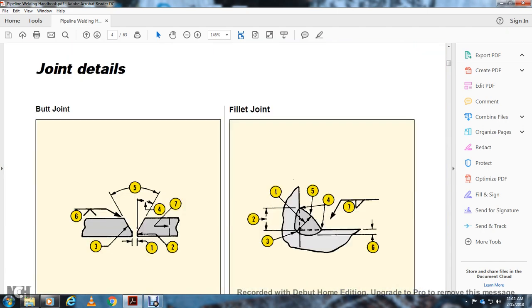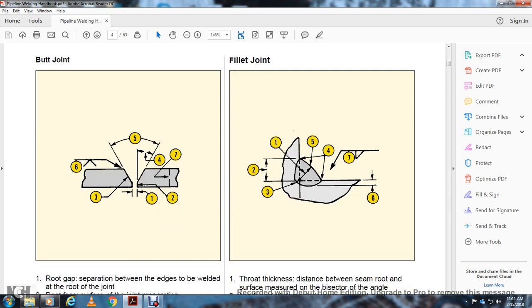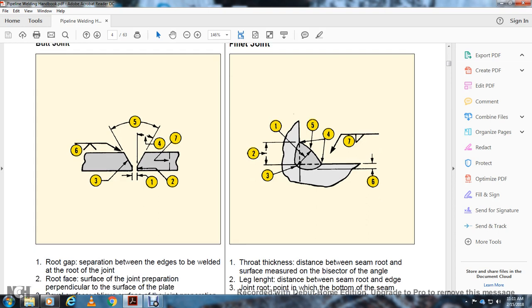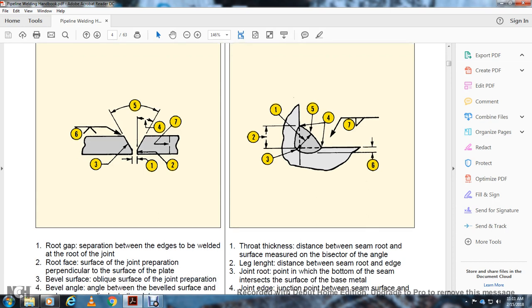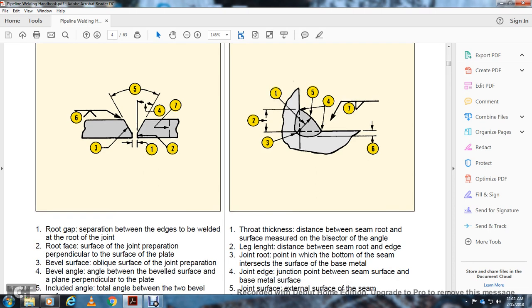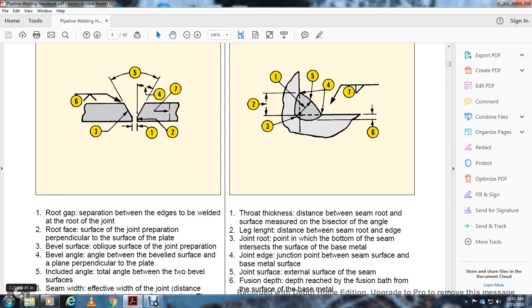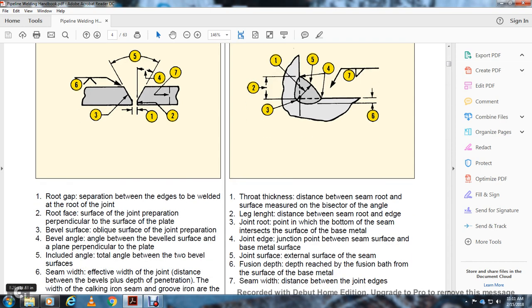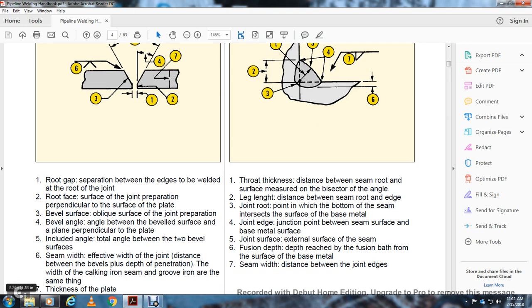Joint details. A butt joint. One is the root gap, the separation between the edges of the weld at the root of the joint. Two is the root face, the surface of the joint prepared perpendicular to the surface of the plate. Three is the bevel surface, the oblique surface of the joint preparation. Four is the bevel angle, between the bevel surface and the plane perpendicular to the plate. Five is the included angle, the total angle between the two bevel surfaces. Six is the seam width, the effective width of the joint, the distance between the bevels plus the deep penetration width. Seven shows the thickness of the plate.